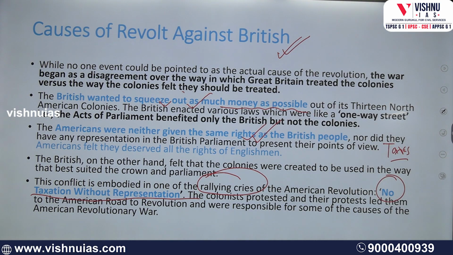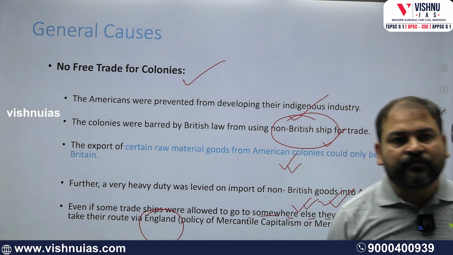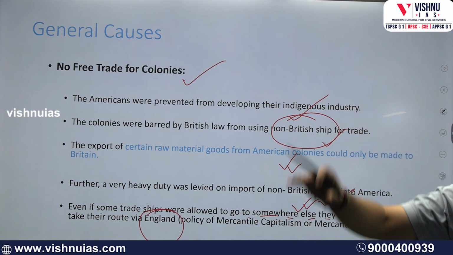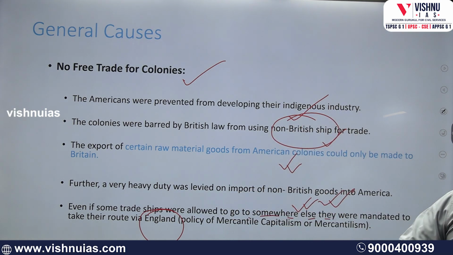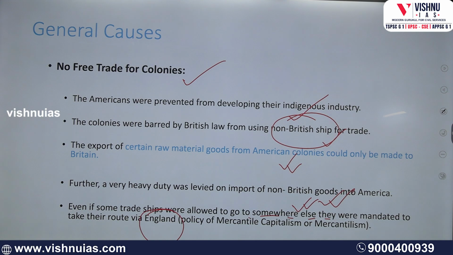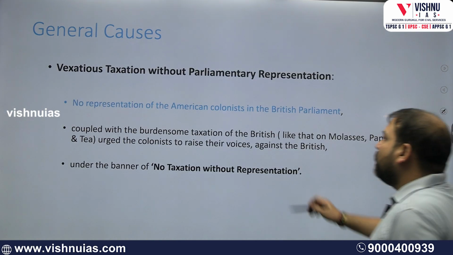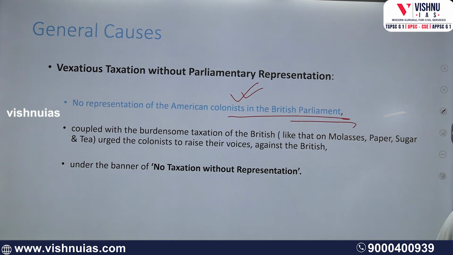Everyone, look at the board for a second. I just now showed you no free trade for colonies. Everybody understood this? American ships have to go to Britain. If goods are coming in, there are heavy duties involved. The raw materials of the American colony would only be going to Britain, and all those rules were clearly what? Discriminatory in nature. I've already said no representation in the British Parliament. Just now we have written that. That's one more reason. Okay?